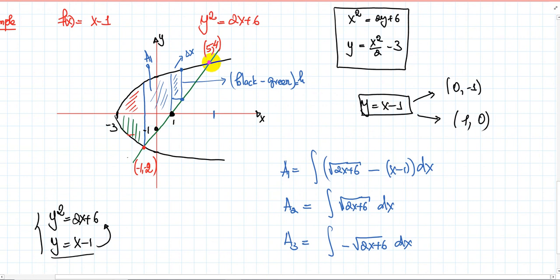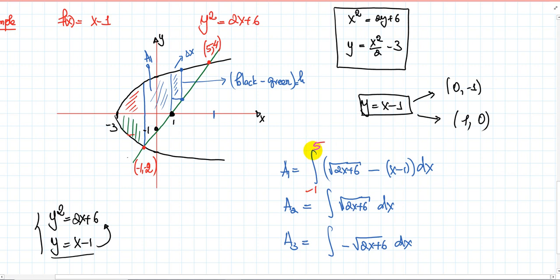Okay. Now, could you please tell me the bounds of these 3 integrations? So how the x changes. Do you understand this? So this blue area, A1, is the integration of the difference of the black one and the green one. And x changes from which value to which value? X changes from -1 until 5. Right? Okay?